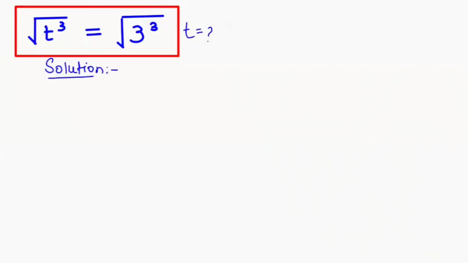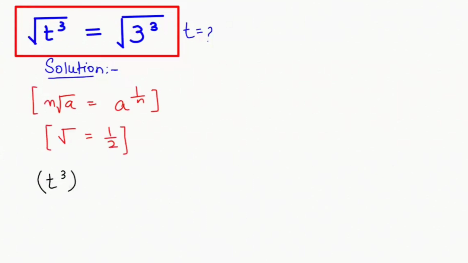The first step: I am going to write the root in the form of a power. For that I will use the radical rule, that is, nth root of a can be written as a to the power of 1 over n. So here root is always equal to the power of 1 over 2. So I write (t cubed) to the power of 1 over 2 equals (3 cubed) to the power of 1 over 2.